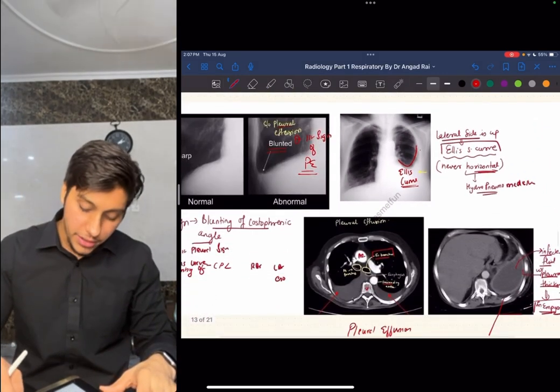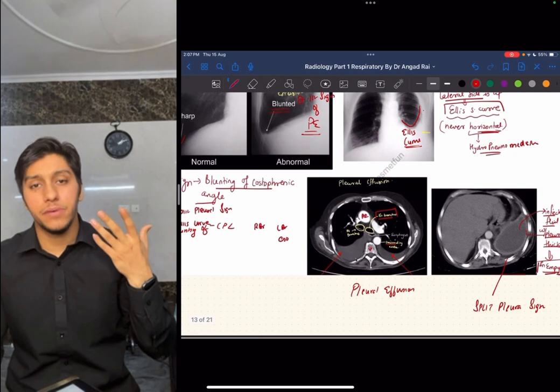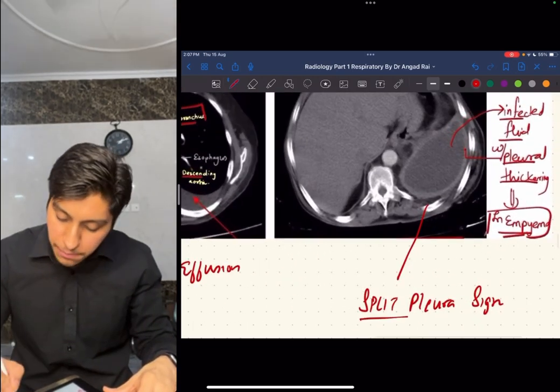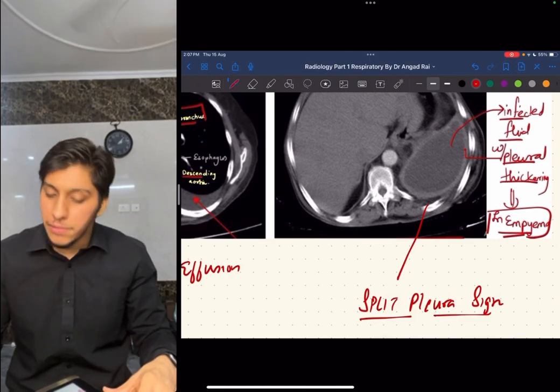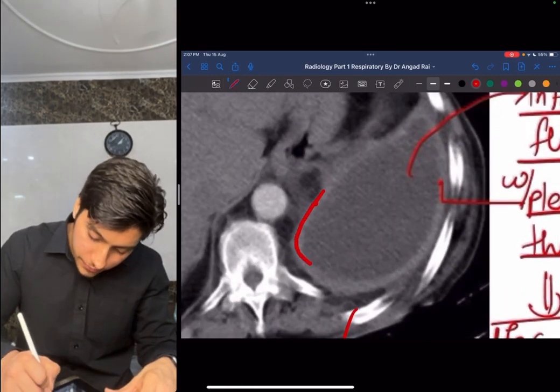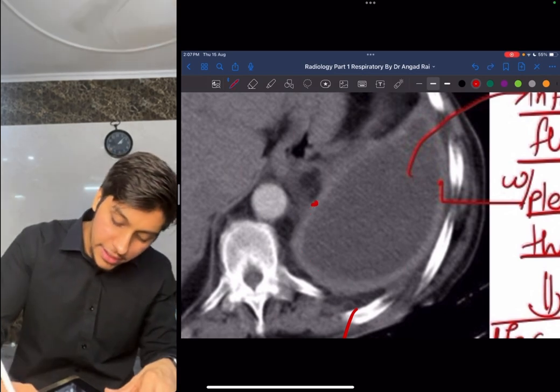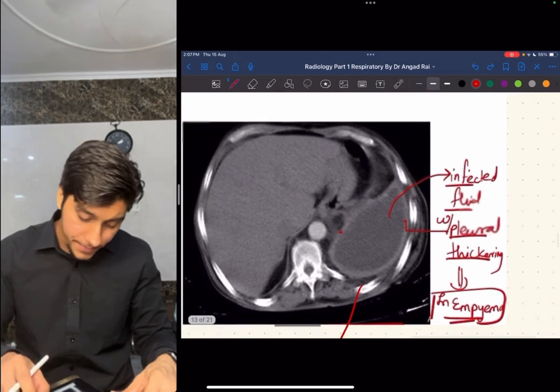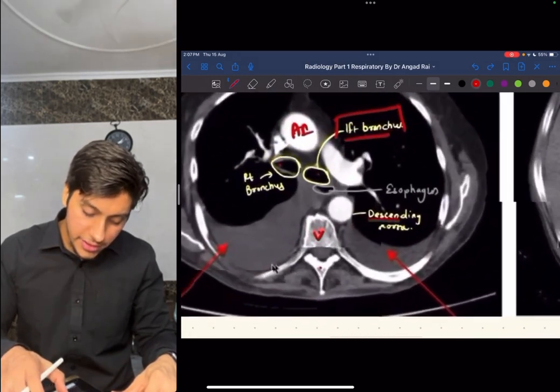All right. Then another sign: in pleural effusion, obviously if there is infection or something, you will have something known as the split pleura sign. What the split pleura sign is, guys, you can see over here there is a clear demarcation. This line which is there, guys, this is known as the split pleura sign. Okay. Or over here also you can see the differentiation.